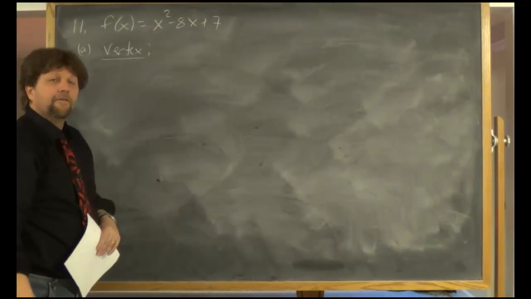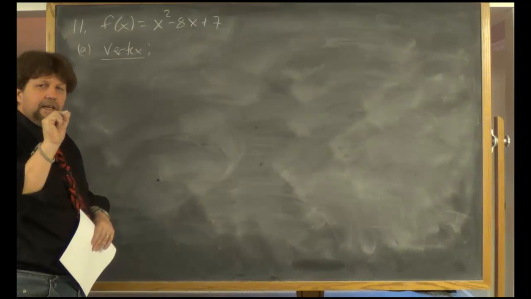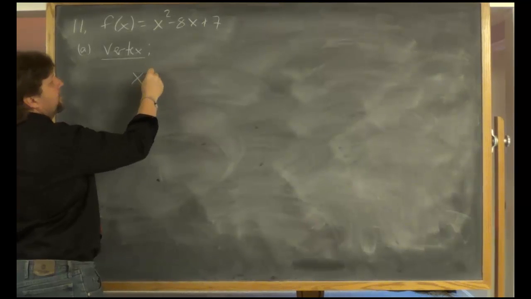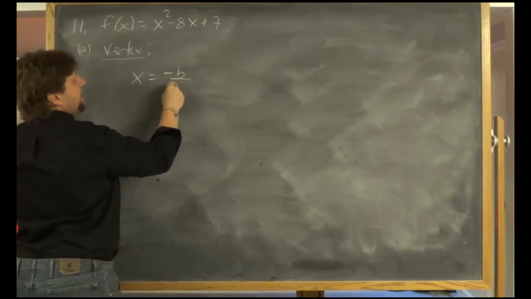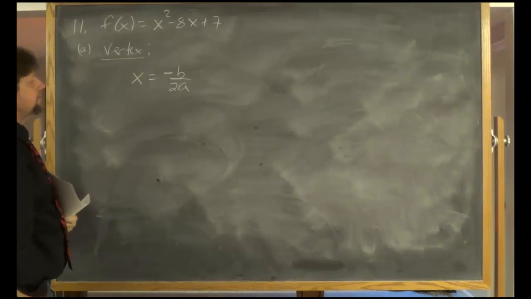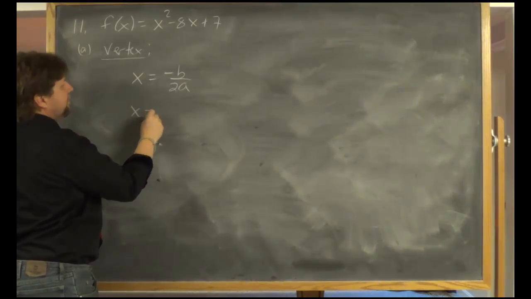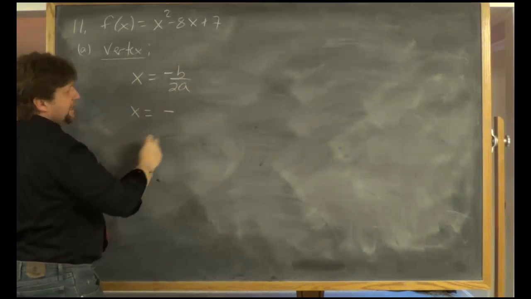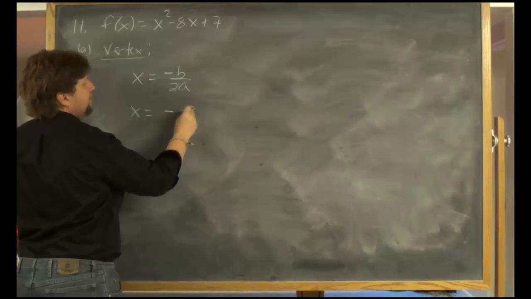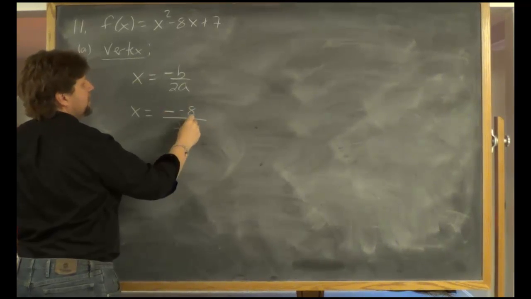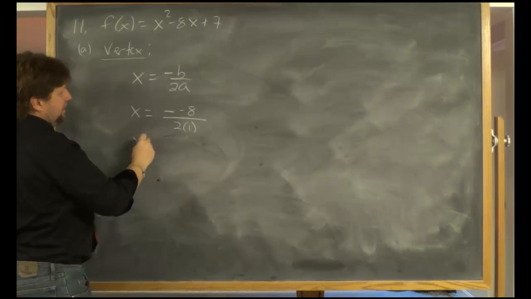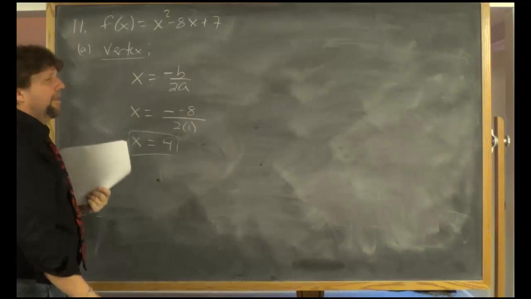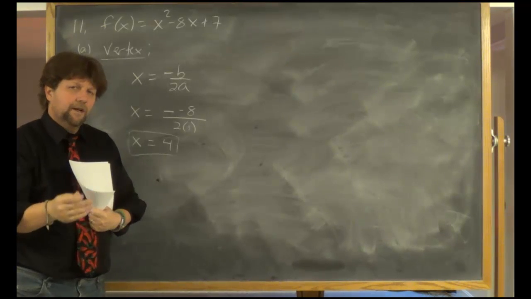In any event, for the vertex, we have a nice, neat, short, sweet formula that will tell us the x-coordinate of the vertex. That's negative b over 2a. So the x-coordinate of the vertex, for this one, is the opposite of, well, b's negative 8, so we have the opposite of negative 8 over 2 times a, which is 1. So we have 8 over 2, which is 4.